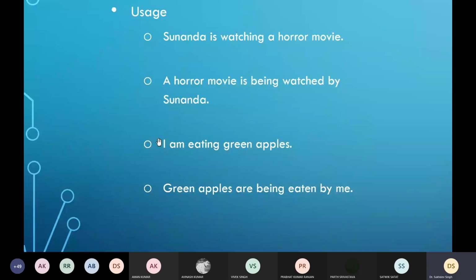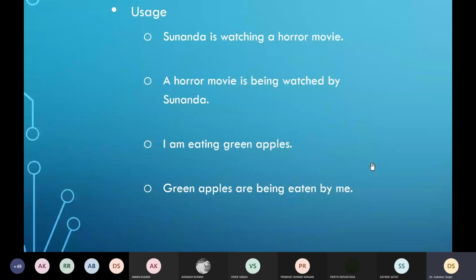I am eating green apples. This is the active voice in present continuous tense. It's converted into passive voice. Again, we will pick up the object in this sentence and place it in the place of the subject. So green apples. And then because apples are plural, we will add are, because the subject over here is plural. Then to show the continuity, being, and then the third form, eaten, and then add by, and then we will convert the subject into me.